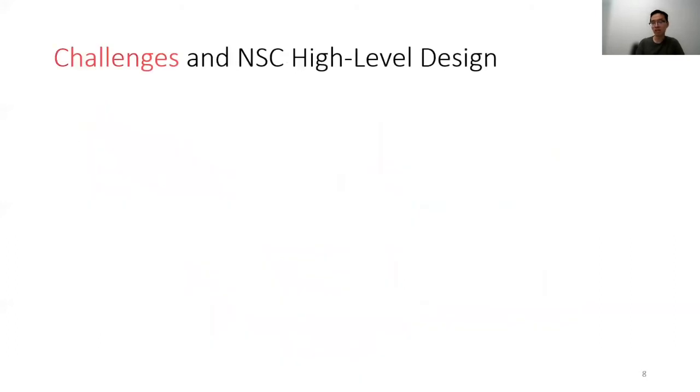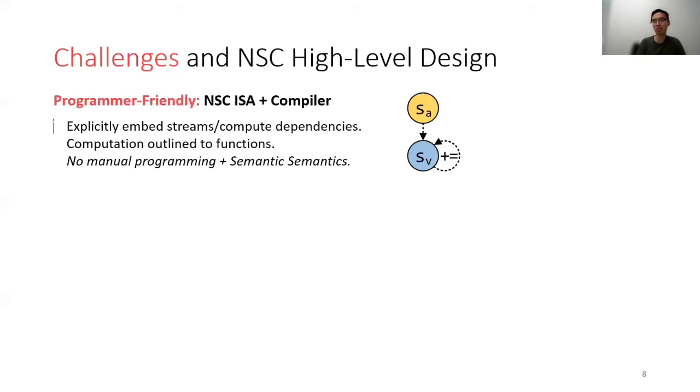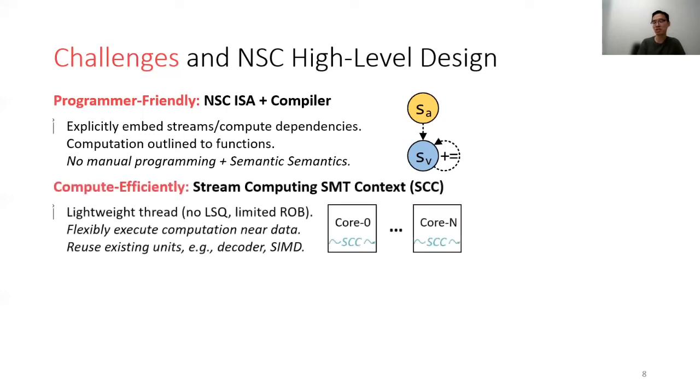Fully exploiting these benefits requires solving several key challenges. The first one is to make near-stream computing programmer-friendly, requiring no manual programming while still providing sequential semantics. To achieve this, we introduce ISA extensions to explicitly embed streams and compute dependencies, with full compiler support to automatically transform the program. Also, to efficiently execute near-stream computation, we introduce stream computing SMT contexts to each core, which are lightweight threads with no LSQ and limited ROB entries.